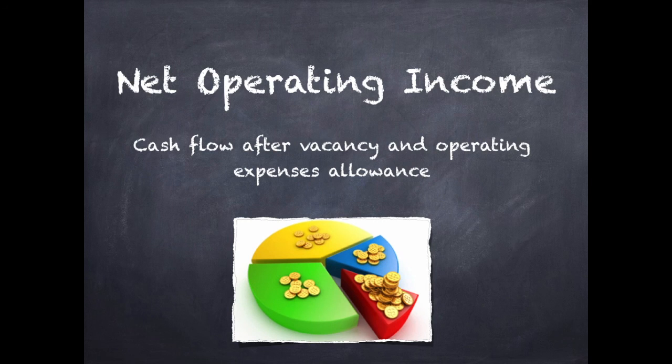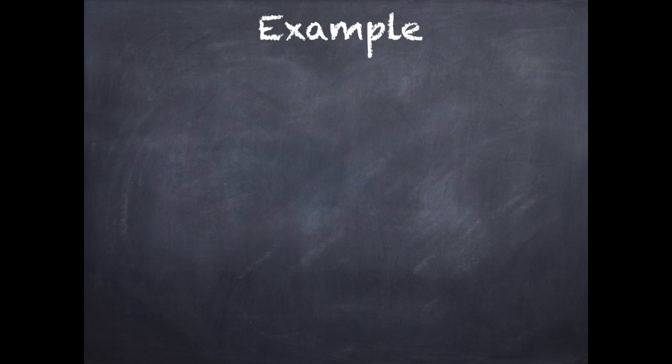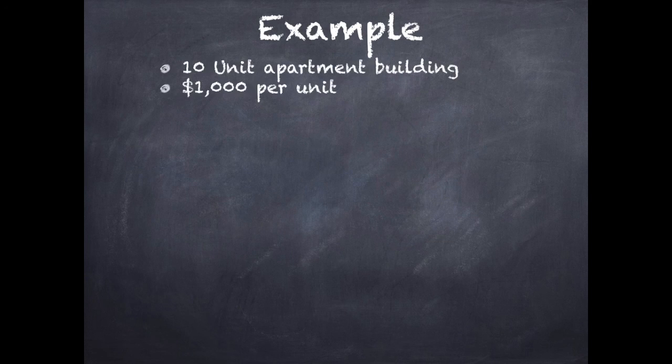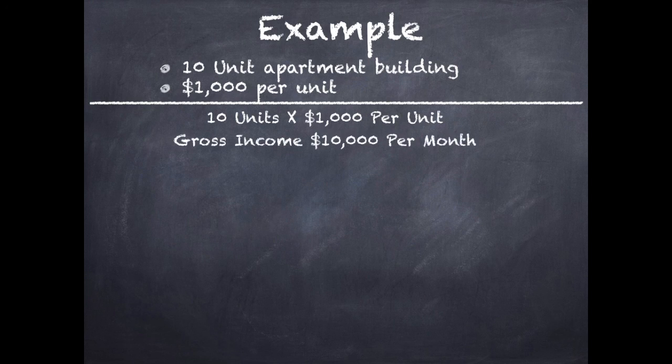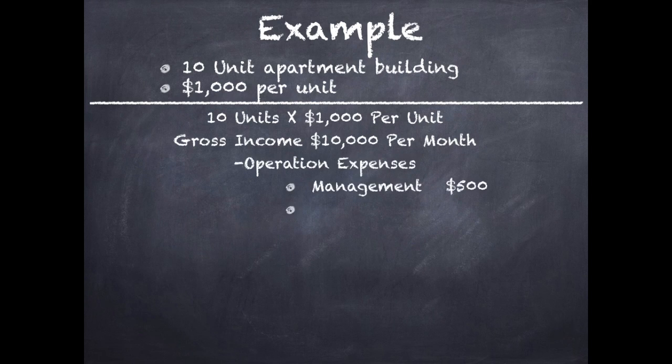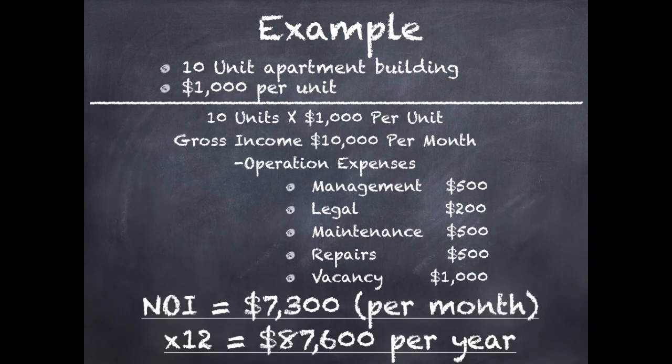So let's give an example of how net operating income plays in. We have a 10-unit apartment building, and we're getting $1,000 per month per unit. That's $10,000 per month. Our gross income for that month is going to be $10,000. So we're taking out our expenses: management fees, legal fees, maintenance, repairs, vacancies. That leaves us with a net operating income of $7,300. Let's times that by 12, and that gives us $87,600. So this is our profit, our bottom line net operating income.